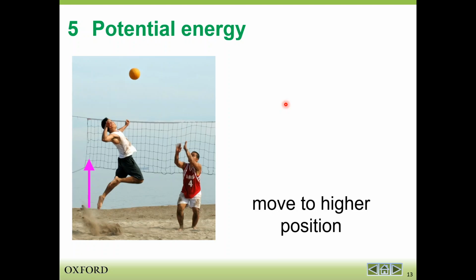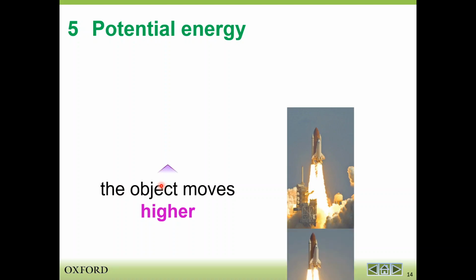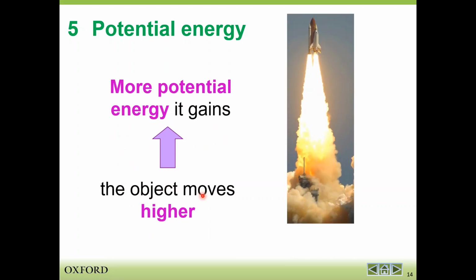And the fifth form of energy is potential energy. This is a quite complicated energy form that you have to learn. When you jump or move to a higher position, like this man jumping higher off the ground, he gains potential energy. The higher you jump, the more potential energy you gain. For example, the higher the rocket moves, the more potential energy the rocket gains.